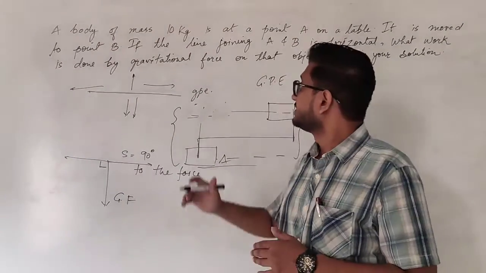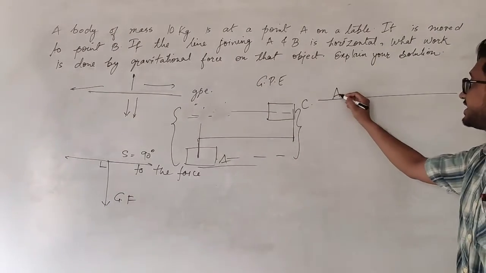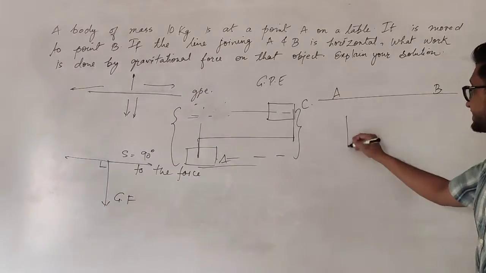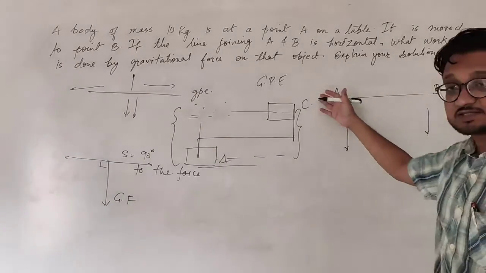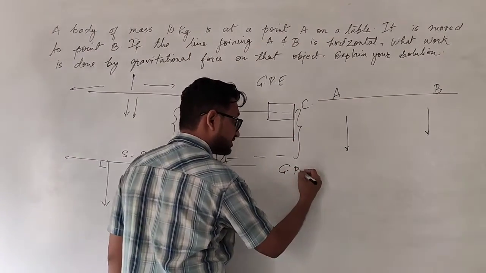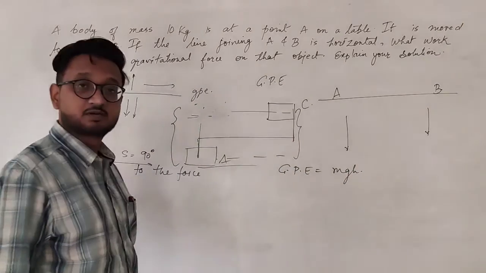Okay? So in this particular case, once again, if the object is moved from point A to a point B, the gravitational force is acting in the downward direction and there is no change in the height. So if you see, the gravitational potential energy is equal to mgh.